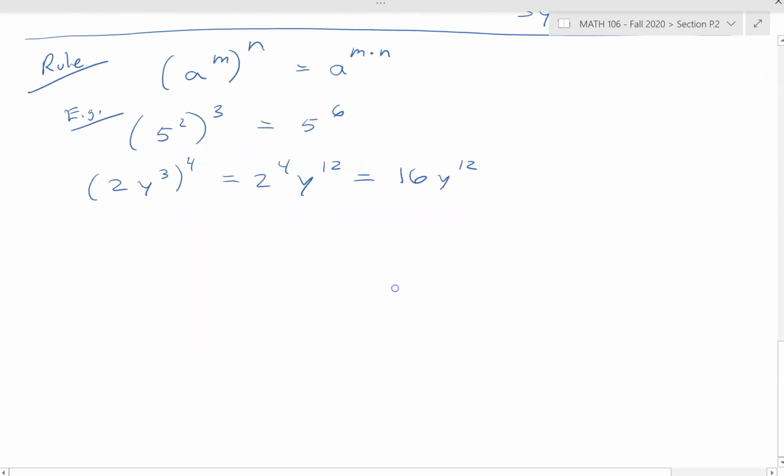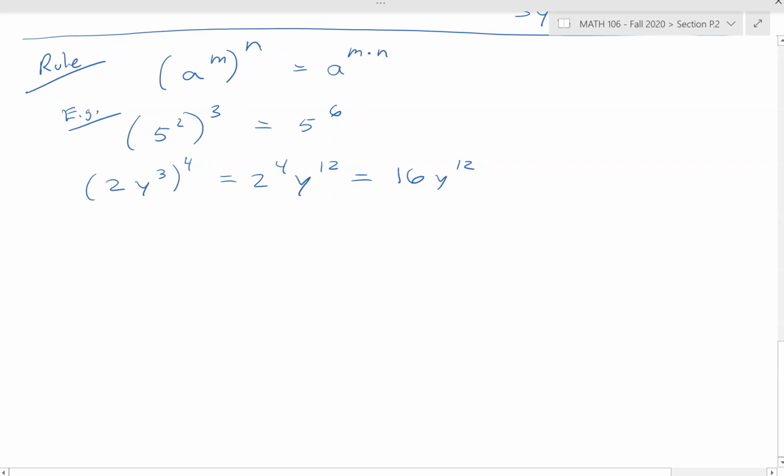And let's see. Anything else I want to give you as an example? Yeah, one more. How about negative 4x squared raised to the negative 5 power? So there's a couple negative signs here.